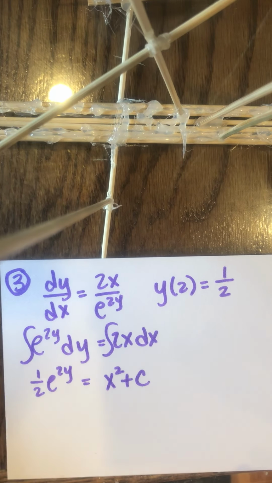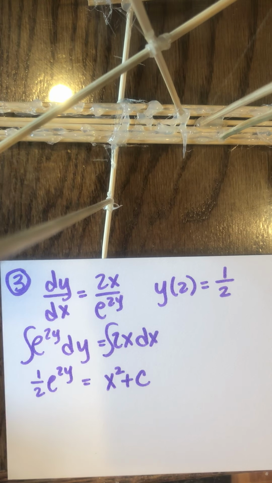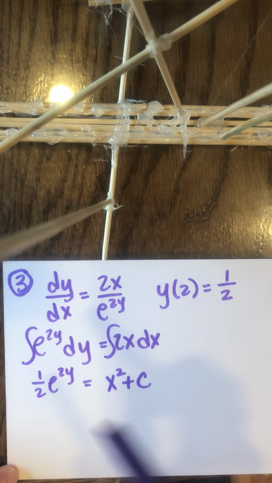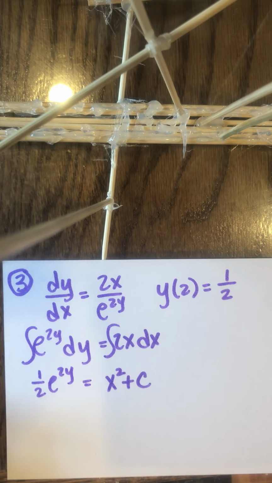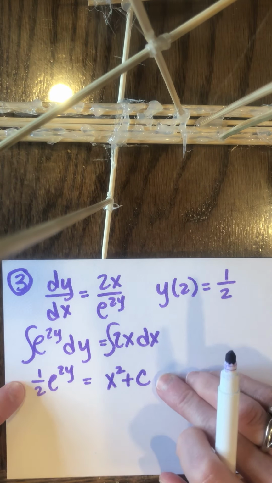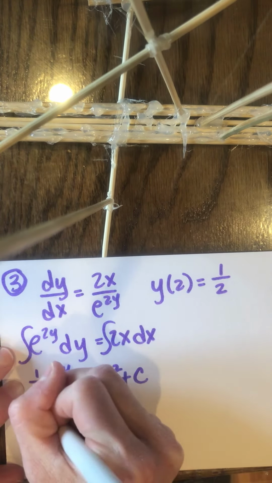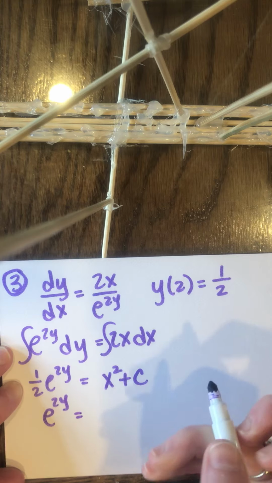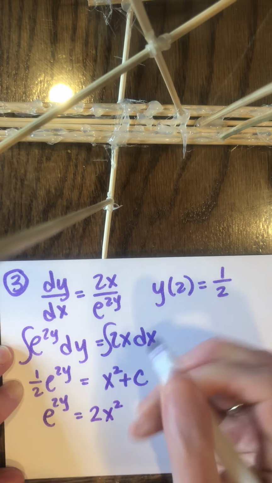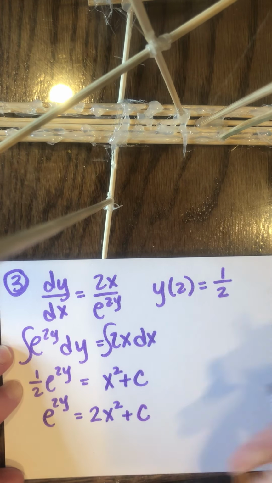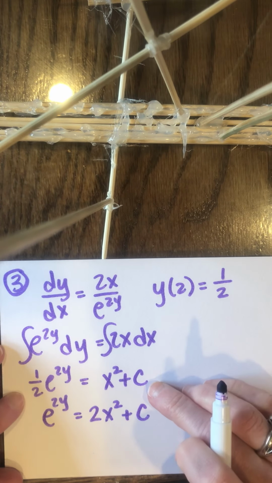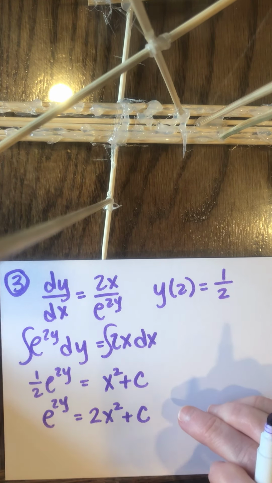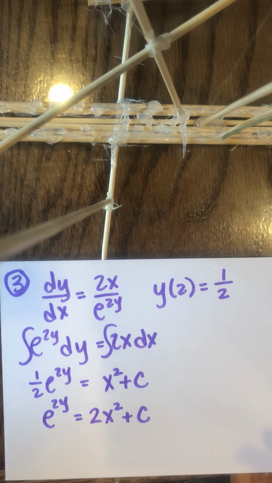Now, I really don't like the way this looks with my y being up in the exponent here. So I'm going to do a little bit of algebraic manipulation to make my life a bit easier. So the first thing I'm going to do is multiply each side of this equation by 2, to cancel out this 1/2. So I have e to the 2y equals 2x squared plus c. Now again, I could write 2c, but 2c is just another constant. So to keep my life as simple as possible, I'm just going to keep that constant as c.